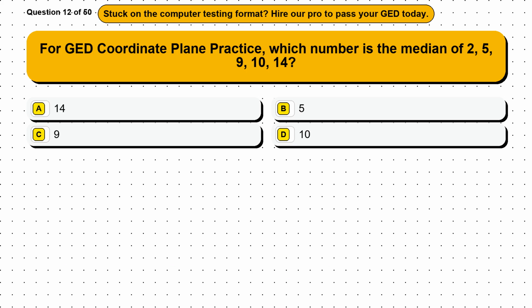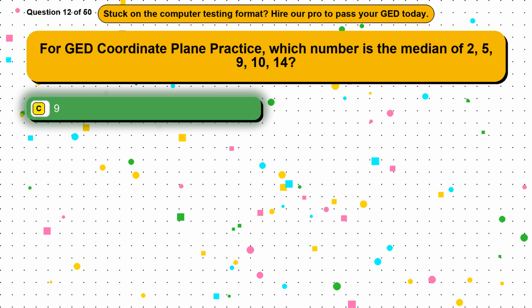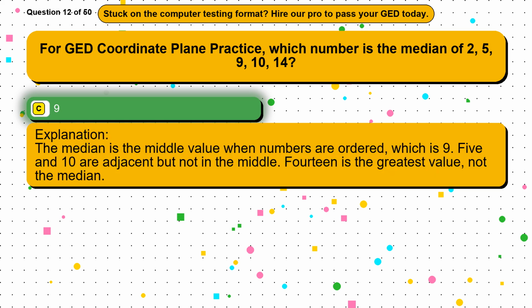Question 12. For GED Coordinate Plane Practice, which number is the median of 2, 5, 9, 10, 14? Option A, 14. Option B, 5. Option C, 9. Option D, 10. The correct answer is option C, 9. The median is the middle value when numbers are ordered, which is 9. 5 and 10 are adjacent but not in the middle. 14 is the greatest value, not the median.